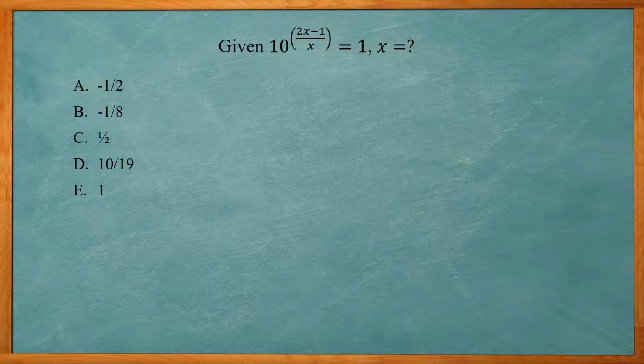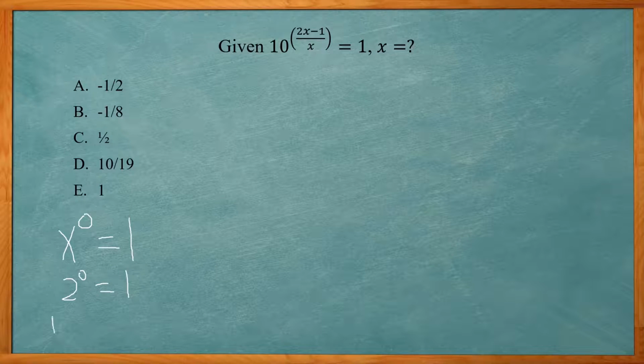All right, so this one says, given that 10 raised to the 2x minus 1 divided by x power is equal to 1, x is equal to what? Now another rule with exponents, if you have anything raised to the 0 power, it's going to be 1. So if I had 2 raised to the 0 power, that's going to be 1. If I had 100 raised to the 0 power, it's also going to be 1. So we see here the exponent part of it, 2x minus 1 over x, has to be equal to 0 in order for this to equal 1.